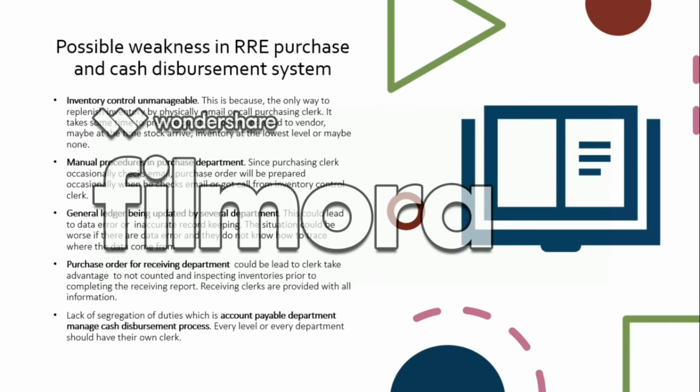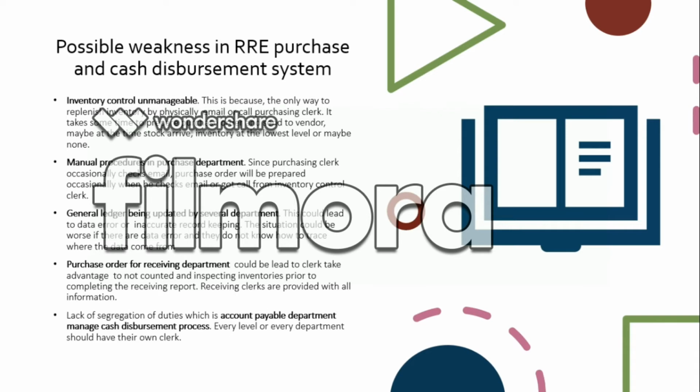Question C. Five possible weaknesses in the RRE purchase and cash disbursement system. First, inventory control is unmanageable. This is because the only way to replenish inventory is by physically emailing or calling the purchasing clerk. It can take some time to prepare the purchase order and send it to the vendor. Maybe by the time the stock arrives, inventory is at the lowest level or maybe zero.